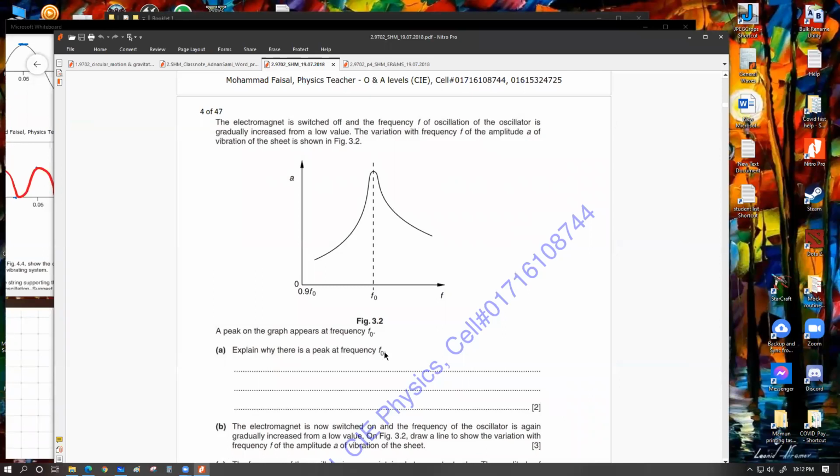So frequency f naught, peak থাকার কারণ হচ্ছে, one, f naught is the natural frequency of the object, and the reason we got the peak is that at the point where we get the maximum amplitude, the driving frequency matched the natural frequency. So ওই পয়েন্টটা তোমাকে physically mention করতে হবে.